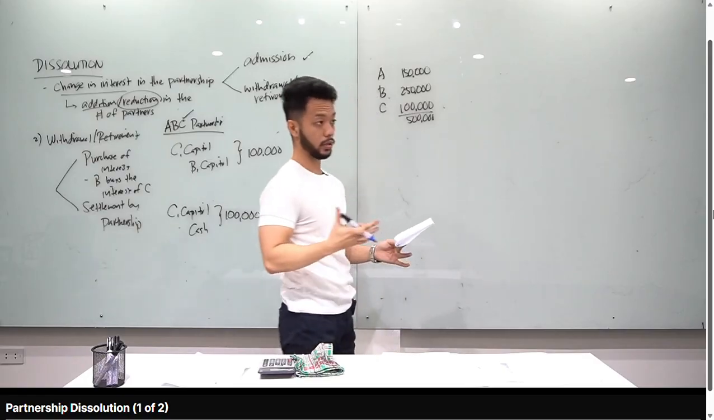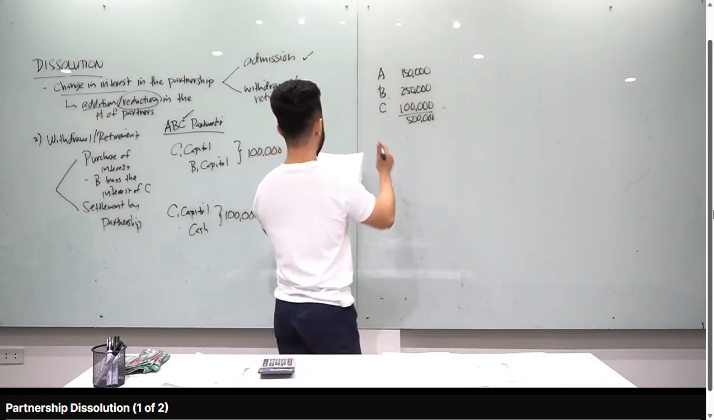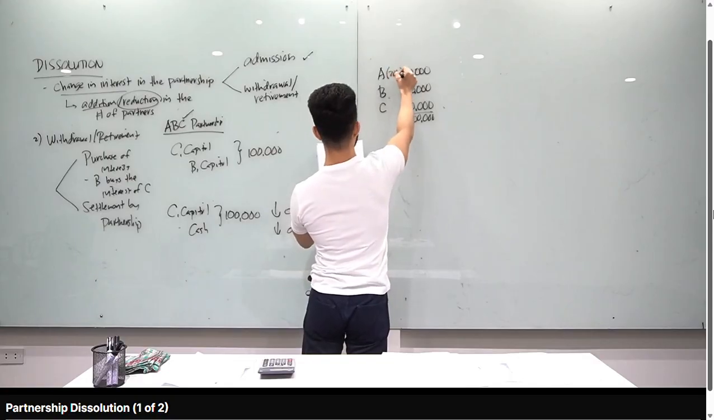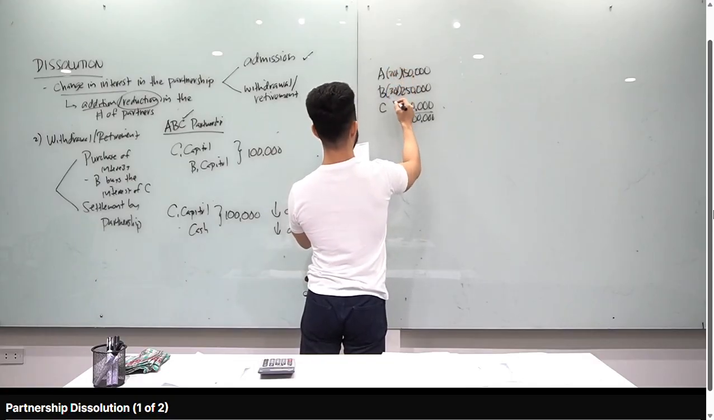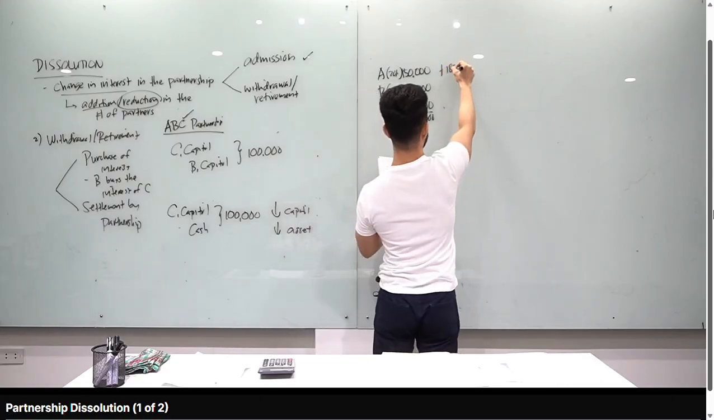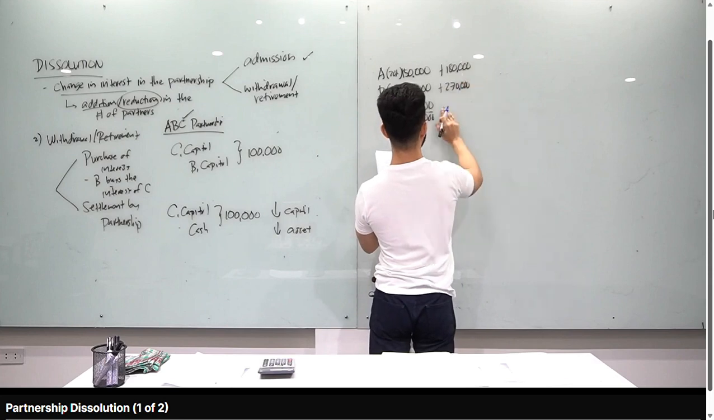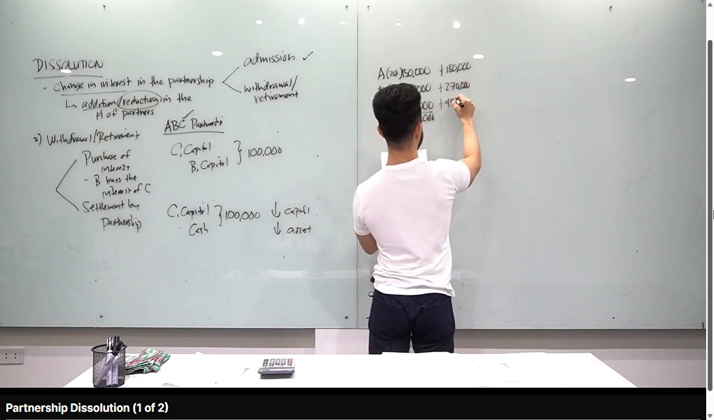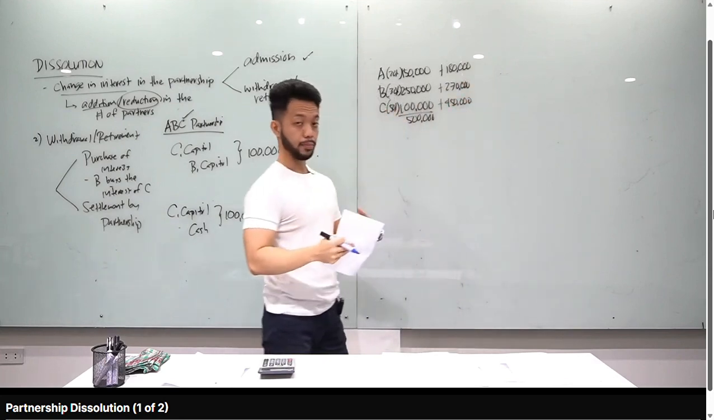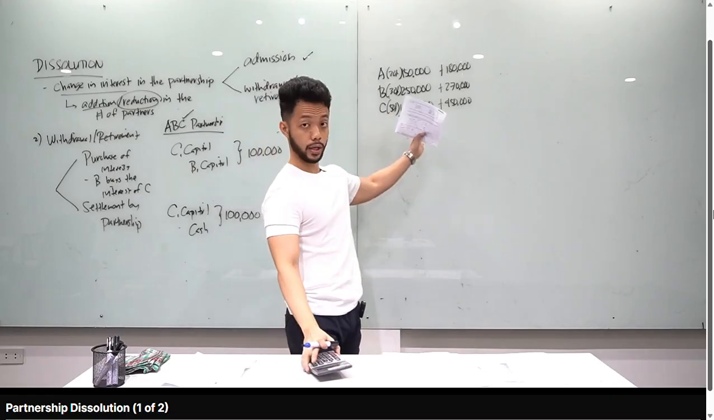Now, allocate muna natin yung profit na 900,000. So, how much yung P&L ratio nila? 20% for A, alright? 30% for B, and then 50% for C. 900,000 times 20%, that's 180,000. Okay? 900,000 times 30%, that's 270. 900,000 times 50%, that's 450,000. So, take note class, i-update mo rin kahit yung retiring partner, si C. I-update mo rin siya, okay? Hindi lang yung natirang partner.